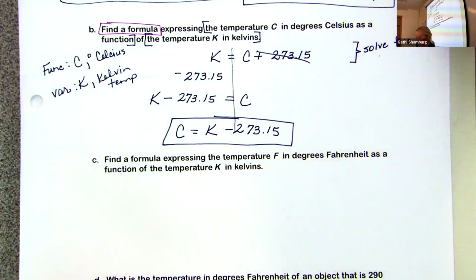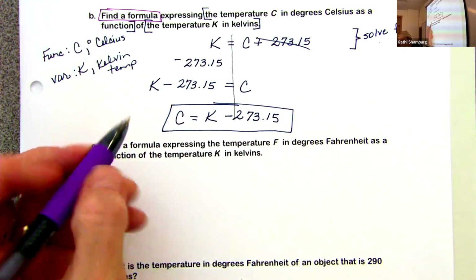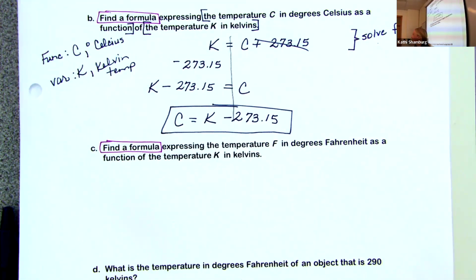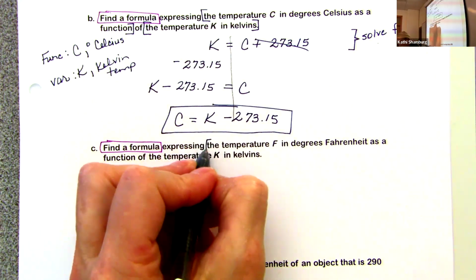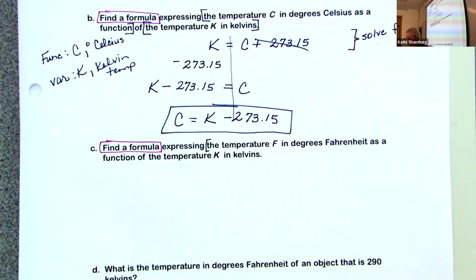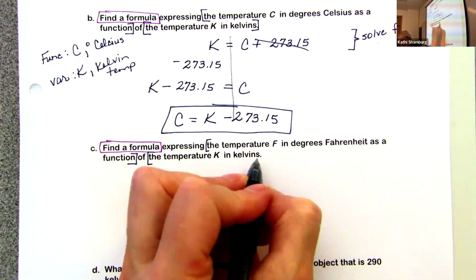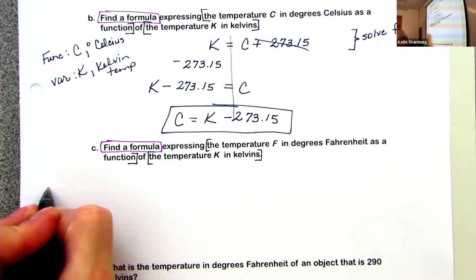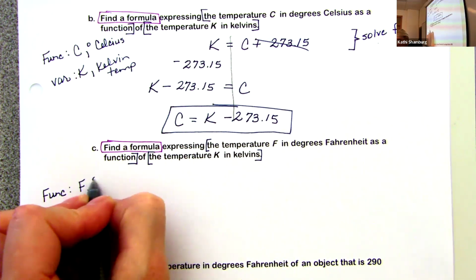All right. Part C, find a formula. That tells me I'm probably going to have to find a formula that I don't have yet. So it wants me to express the temperature F in degrees Fahrenheit as a function of the temperature K in kelvins. Based upon that wording, what do they want the function to be? F, which is degrees Fahrenheit.